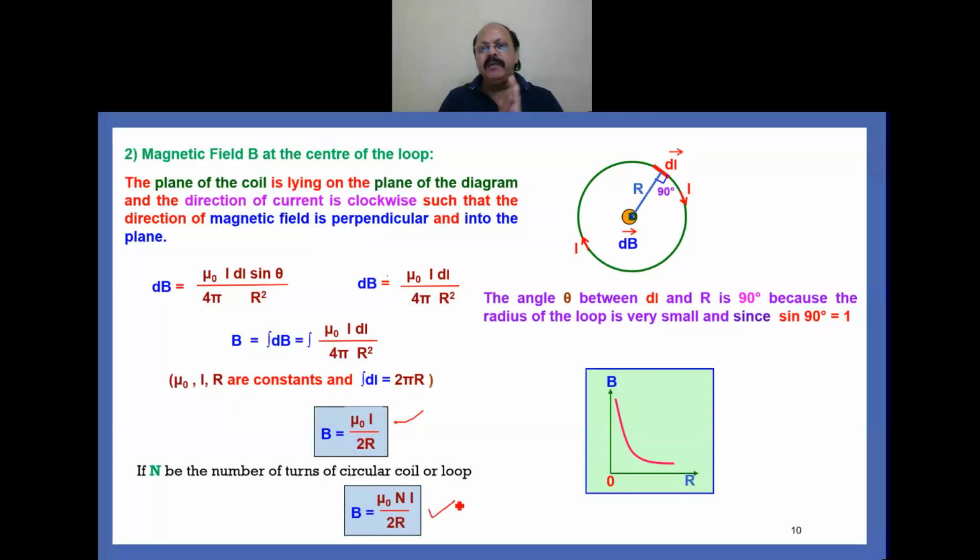Now we plot a graph between the magnetic field and the distance from the center of the current carrying loop, that is the radius. So as we move away from the center, that is, the radius of the circular loop increases, then the magnetic field decreases. Because you see from here B is inversely proportional to R. Mu naught I upon 2 is a constant. So that's why B is inversely proportional to R. As the radius of the current carrying circular loop increases, the magnetic field decreases.